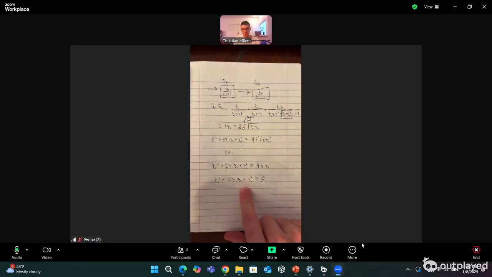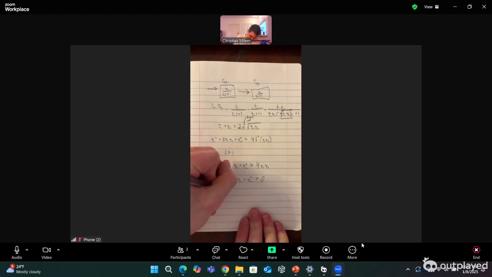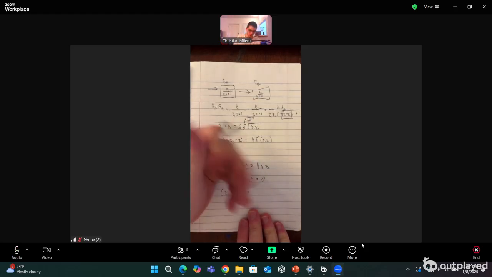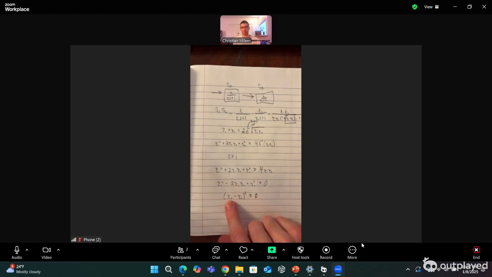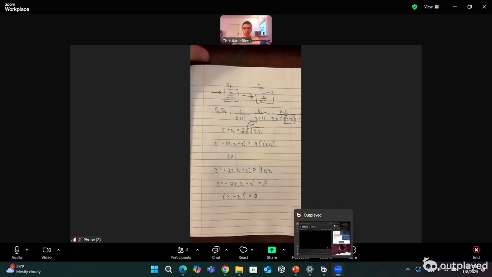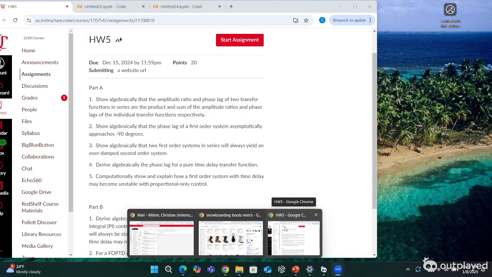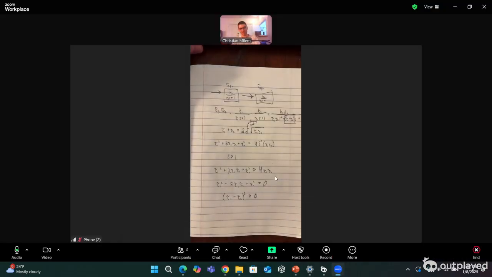How do we prove if this expression is greater than 0? Well, we can factor these, and we're left with tau 1 minus tau 2 all raised to the second power is greater than 0. Assuming that both of these aren't equal to 0, they can't be, and that both of these are not equal to each other, we know that this expression has to be greater than 0. So it is overdamped if it's second order.